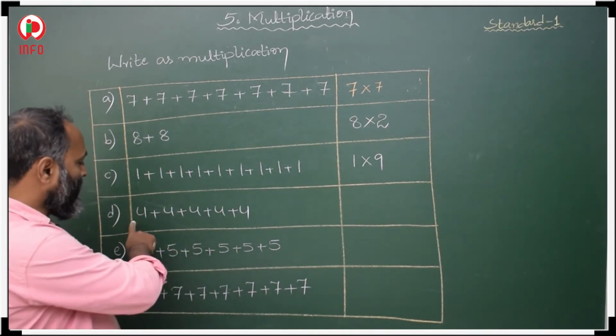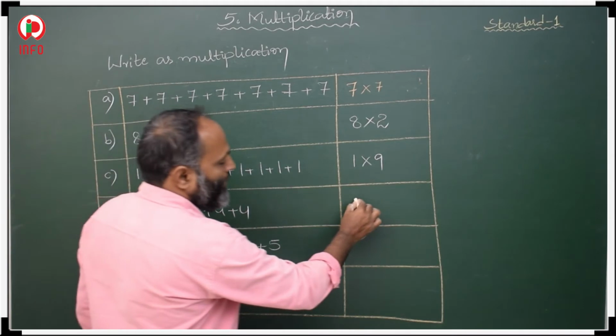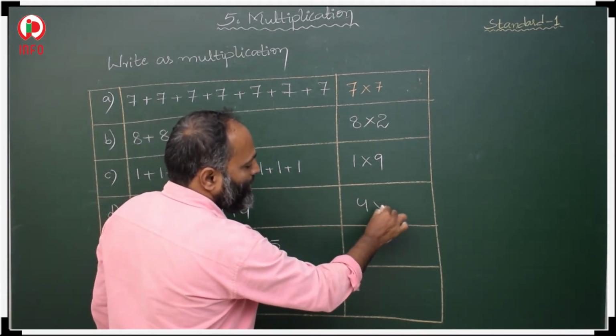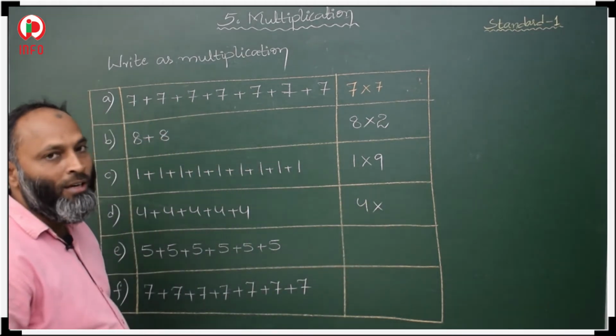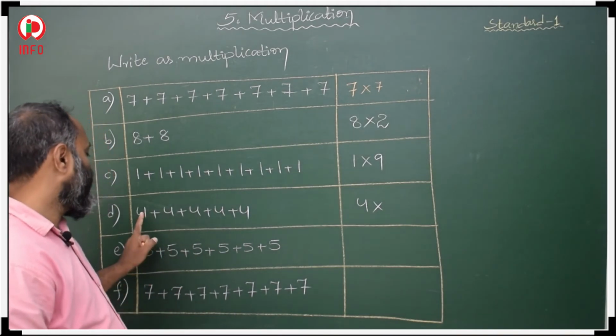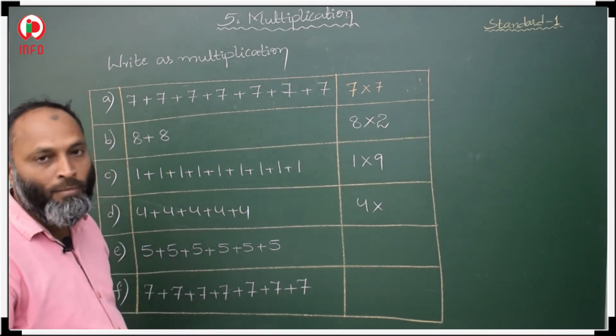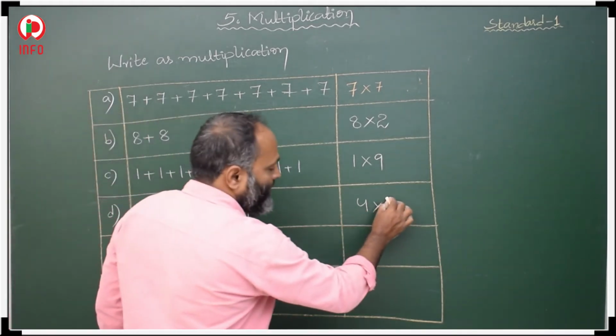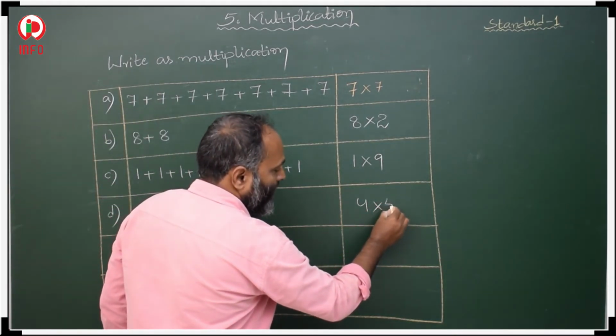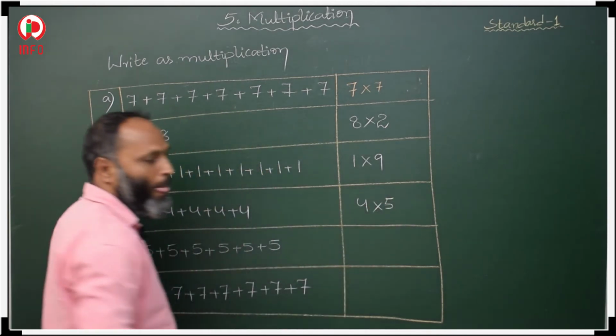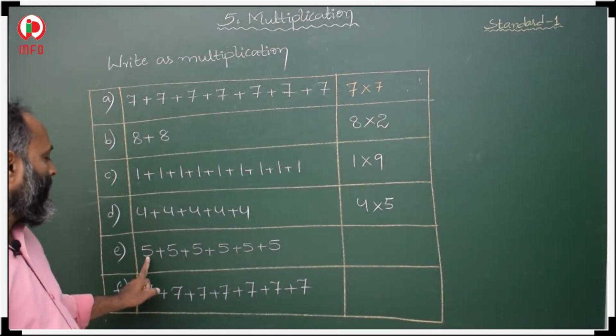Now, what is the number here? 4 is the number. Then you take 4 into first. Then you count how many times we are adding here. 1, 2, 3, 4, 5. 5 times. That is the number of times we have to write here. 5 times. Okay.